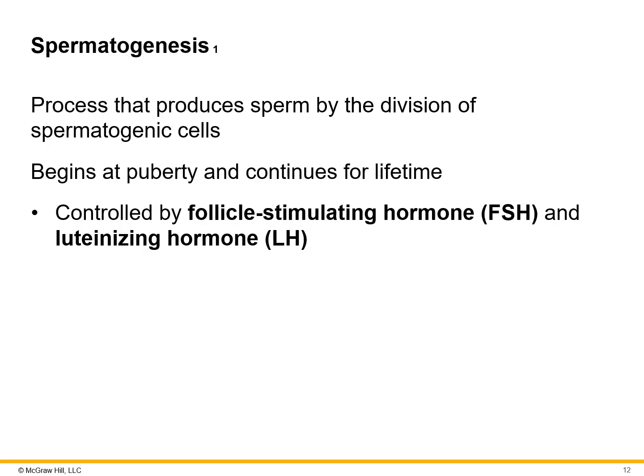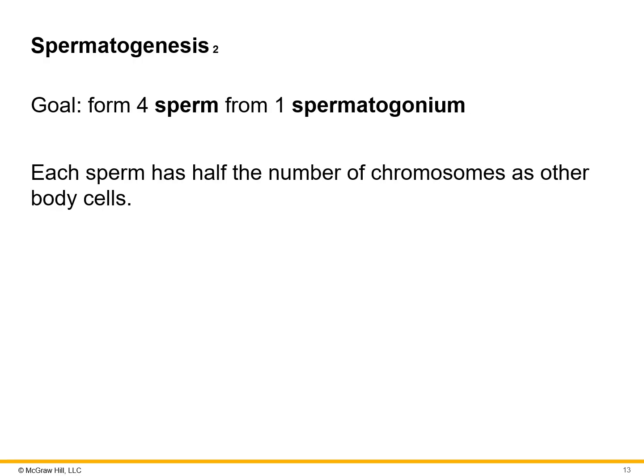Spermatogenesis is the process that produces sperm through the division of those spermatogenic cells. This begins at puberty for males, but it continues for the lifetime. This is controlled by the FSH and LH hormones. FSH is your follicle stimulating hormone, and LH is your luteinizing hormone. For spermatogenesis, your goal is to form 4 sperm from 1 spermatogenic cell. So each sperm has half the number of chromosomes as the other body cells of the male.